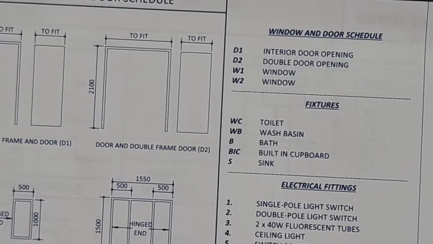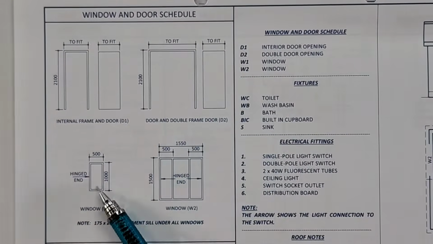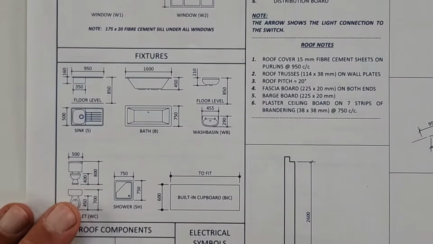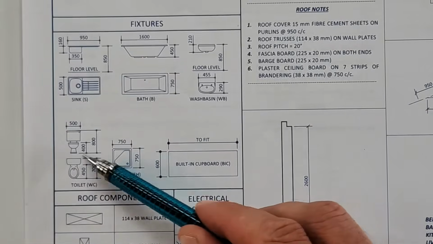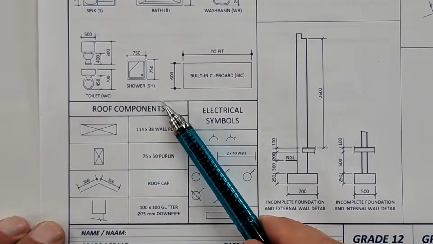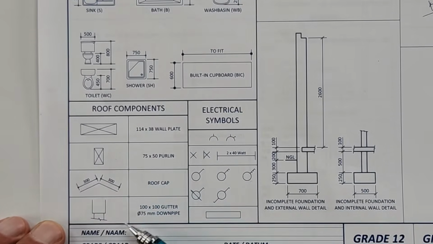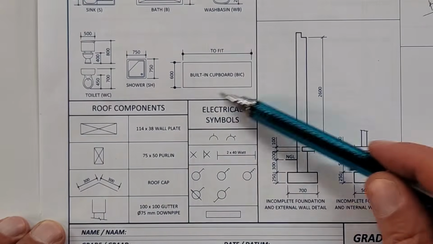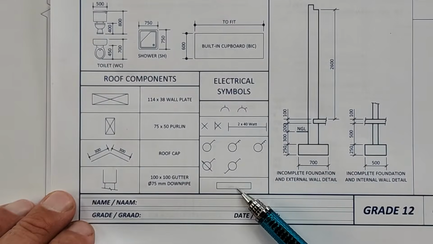All right. Then just on the schedule here on the doors, if I zoom out, you see your different door frames, you see your different windows. Underneath that are our fixtures for you to have a look at, and then pay attention to the sizes because that's important. You can't draw without the correct sizing. And then we've got the roof components again, the wall plates, the purlins, roof cap, the gutter size. Here are our electrical symbols. These you should already know. This one is just a reminder, it is a DB, distribution board.